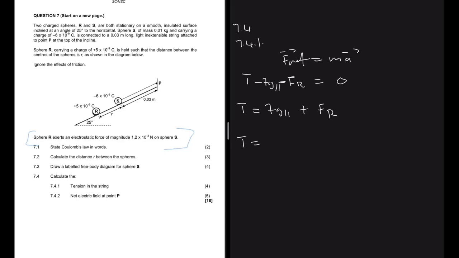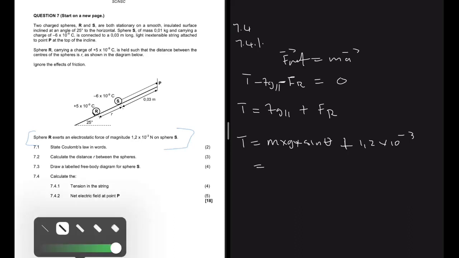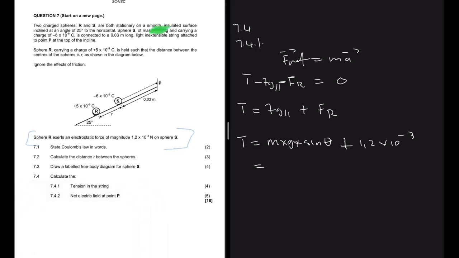So this is T equals Fg parallel on an incline. We know that that gives us the mass multiplied by gravity, and then sine of the angle, sine theta, plus the one we are given, 1.2 times 10 to the minus 3 Newton. Now the mass of sphere S, if you read through the question, you can see that the mass of sphere S is given as 0.01 kg. Yeah, there it is. I just covered it then.